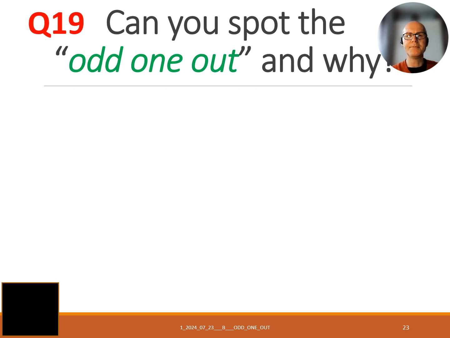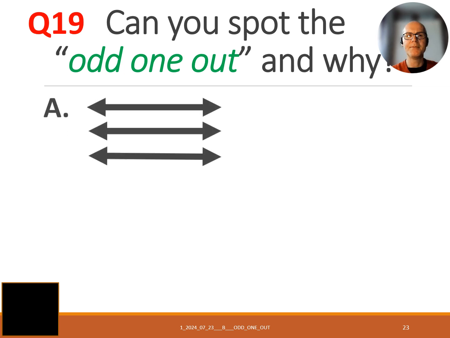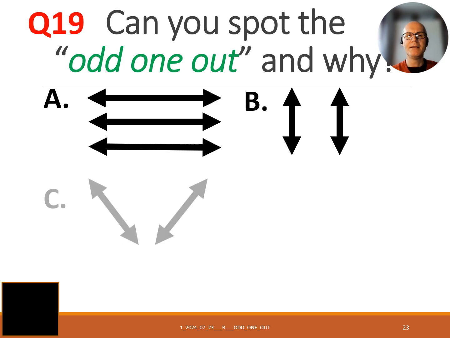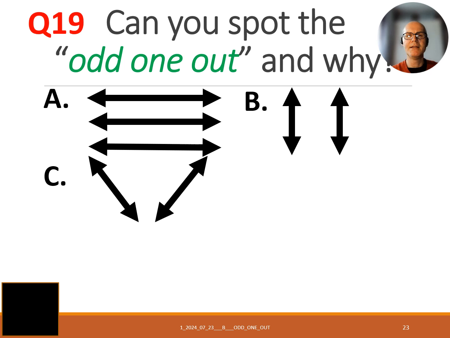Question 19, penultimate question. A, B, C, D. Out of these 4 groupings of lines, which is the odd one out and why? 3 of these groupings of lines have something in common. 1 grouping of lines does not.